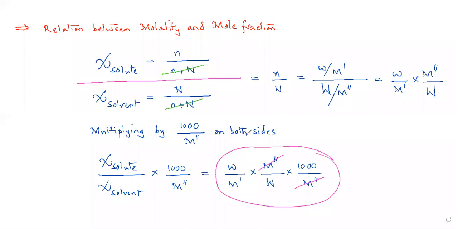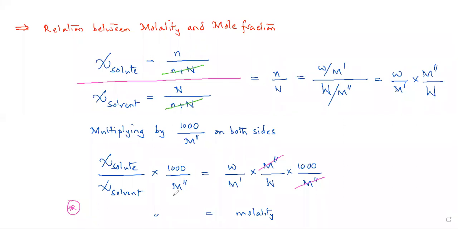Weight of the solute by gram molecular weight of the solute into 1000 by weight of the solvent. What is that? Nothing but our molality. So this is molality. Molality, of course, is equal to this same relation. Now this is an important one. Mole fraction of solute by mole fraction of solvent into 1000 by m double dash is equal to molality.